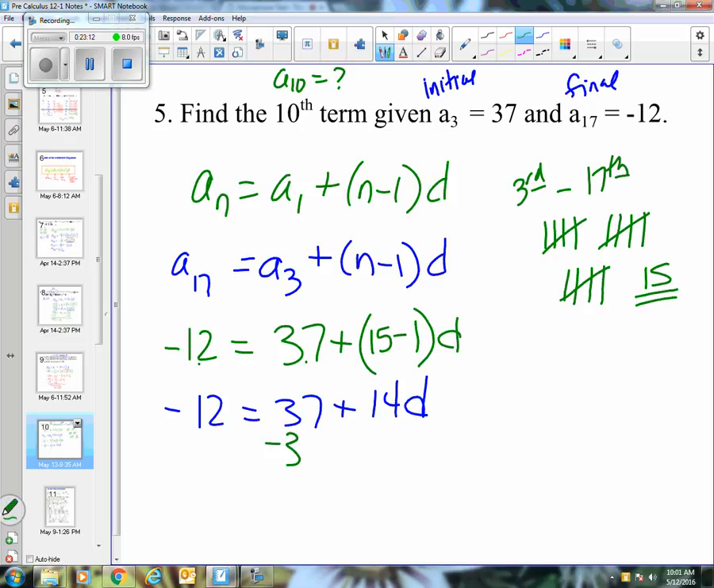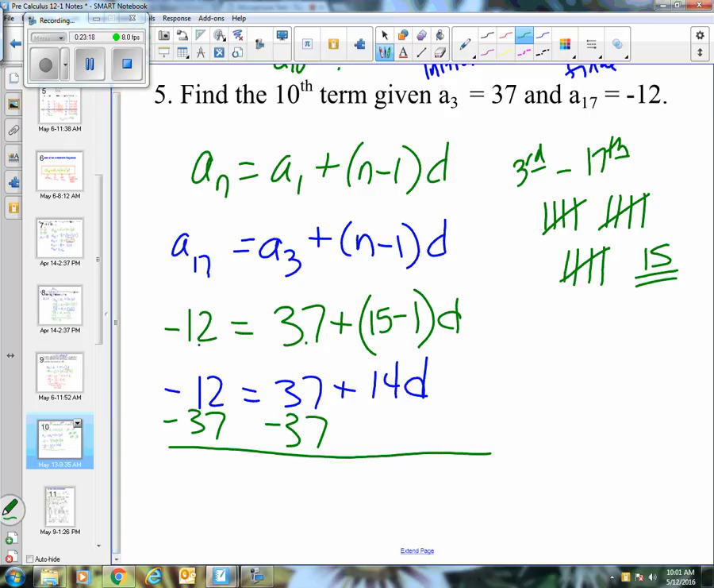So what are we doing here? Subtracting 37 is figuring out the distance between term 17 and term 3, and that's negative 49. We drop 49 between those, right? You're starting at 37, ending at negative 12. We dropped 49. And then we're going to divide by the number of common differences, or the number of times we have to split that up, and we end up getting negative 3.5.